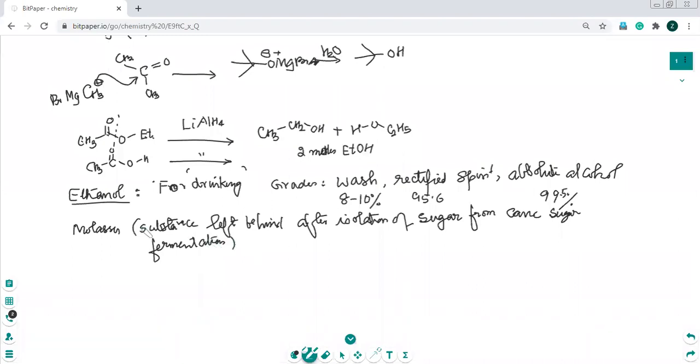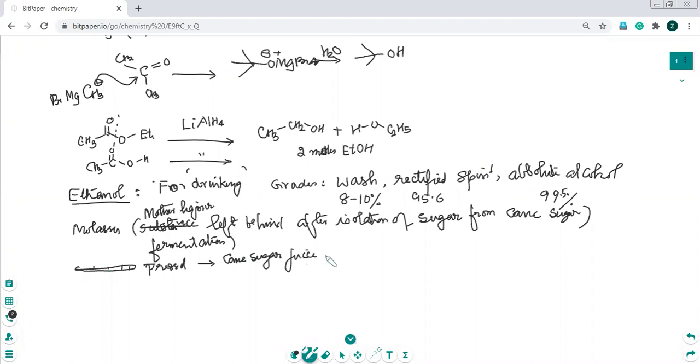Okay, subsequently we will use mother liquor, the liquid left behind after the isolation of sugar from cane sugar. That means the cane is pressed, totally pressed, to isolate the cane sugar juice, which we generally drink. You know that.